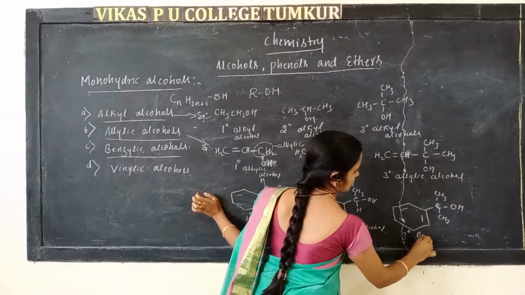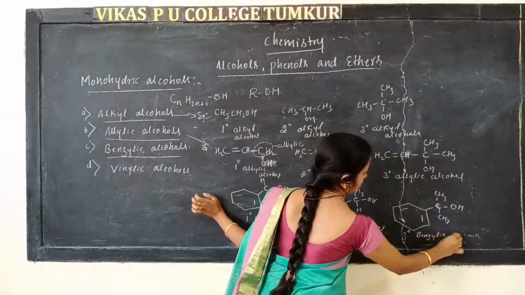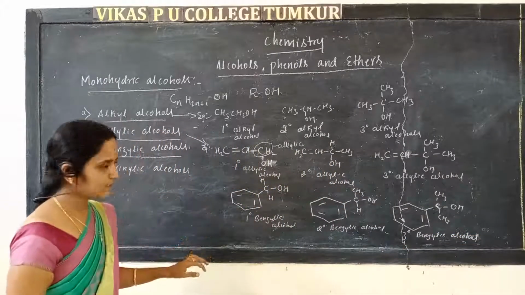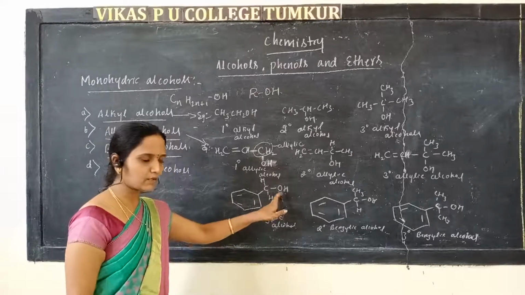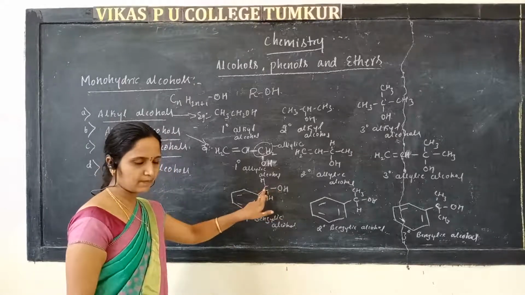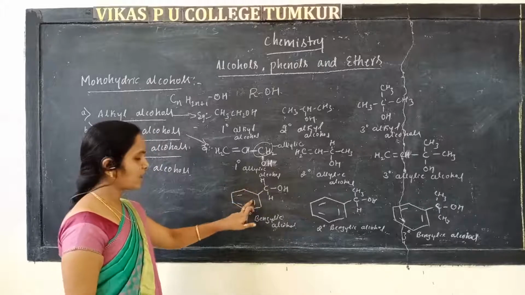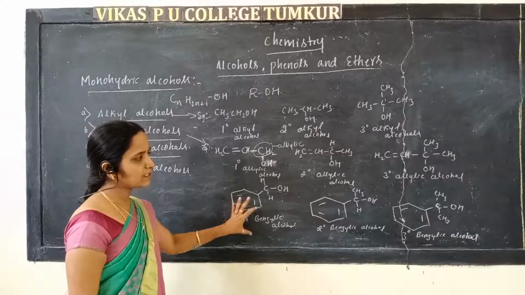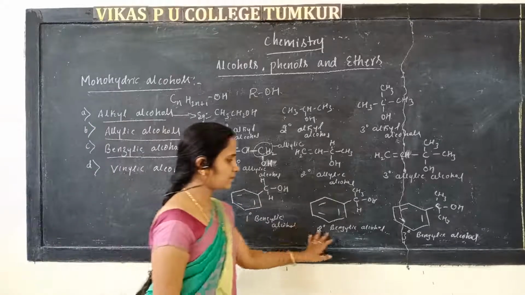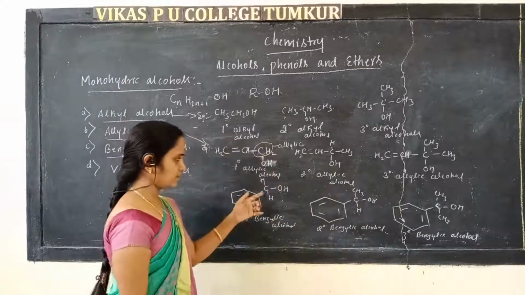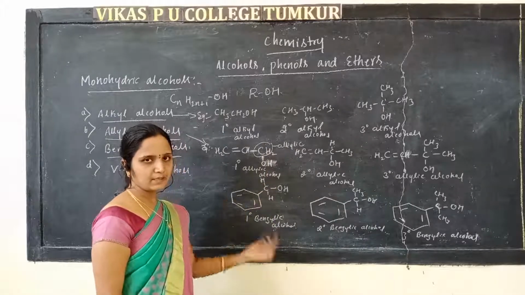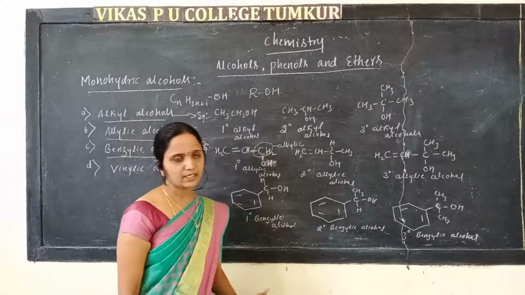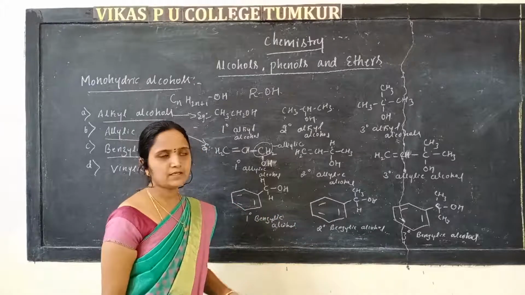Tertiary benzylic alcohol: a benzylic alcohol means the hydroxyl group is attached to the carbon, and that carbon is directly linked to the aromatic ring. In benzylic alcohols, again we classify into 3 types, depending on whether the OH group is attached to a primary, secondary or tertiary carbon: primary, secondary and tertiary.